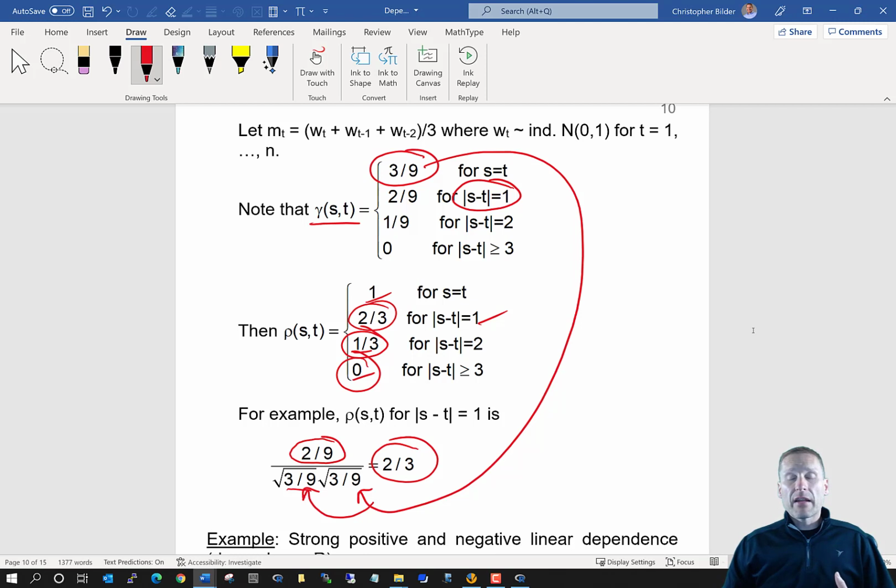And again, think of that from an intuitive point of view. I have a 3-point moving average. Once I get 3 or more points apart in terms of how that m sub t is found at 2 successive time points, then I have no linear dependence between the two because they don't share any of the same w_t's in their formulation. That's why I have a value of 0 there.